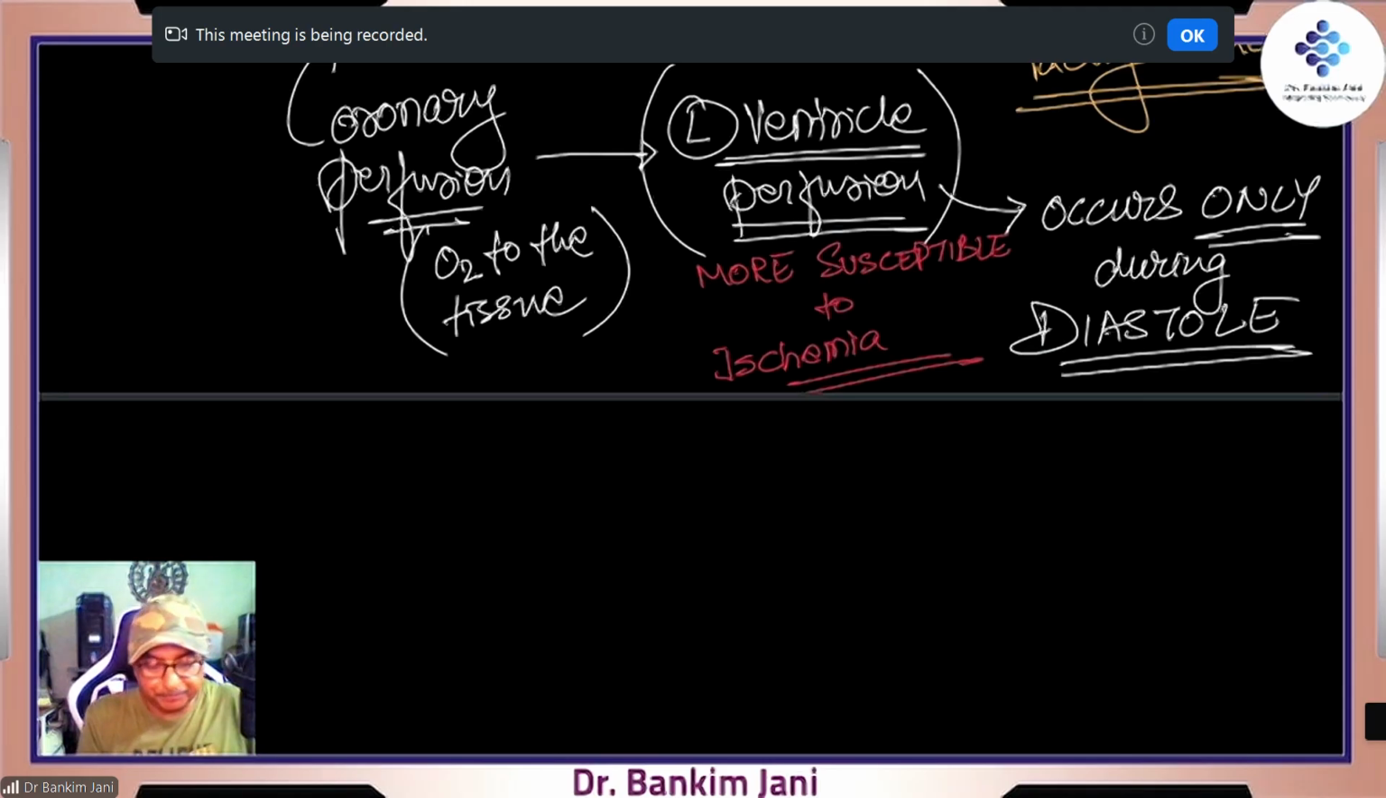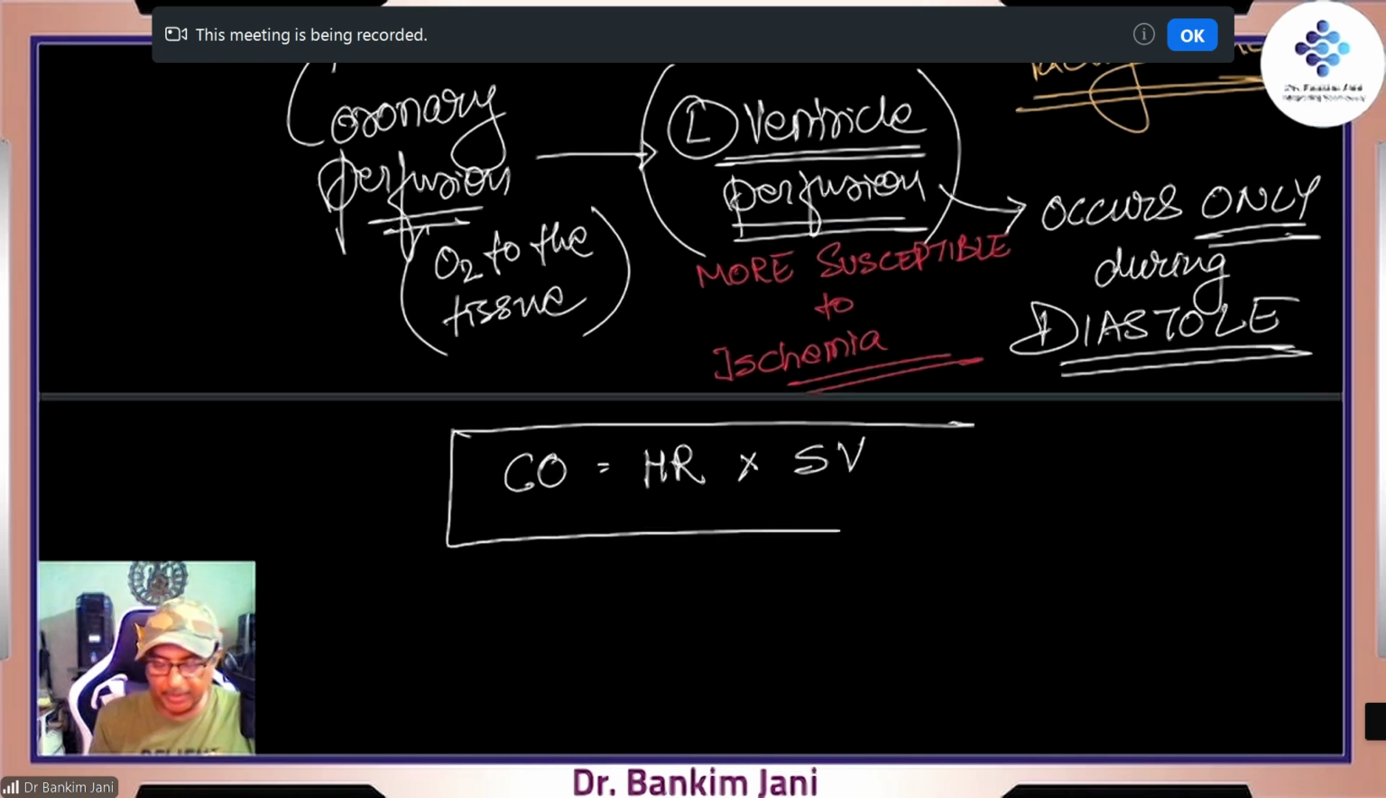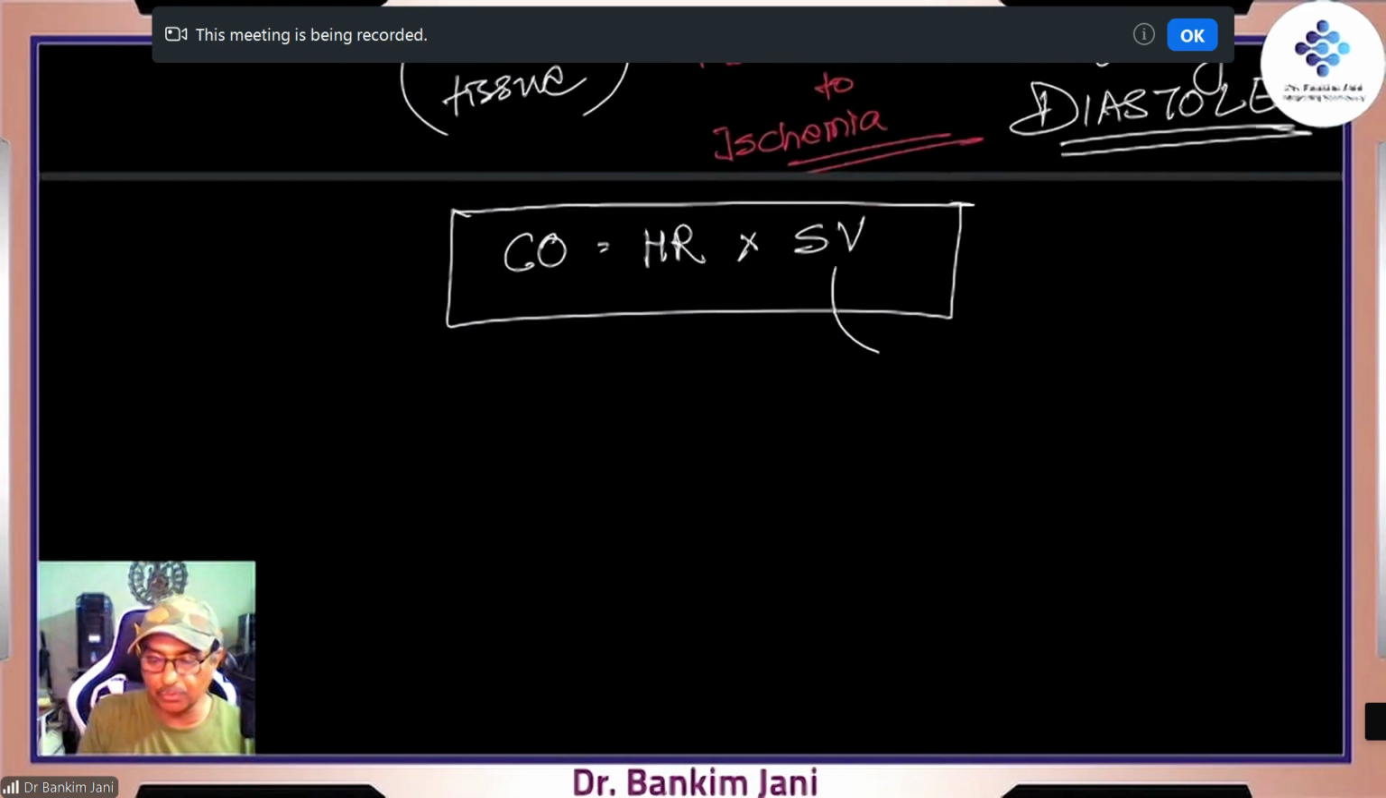So here once again, we write our formula, that is the cardiac output, which is equal to heart rate into stroke volume. This formula will keep on coming 100 times. So cardiac output is heart rate into stroke volume, right? Stroke volume: whenever the heart contracts, how much blood is really pushed, right? That is what is called the stroke volume, per beat.